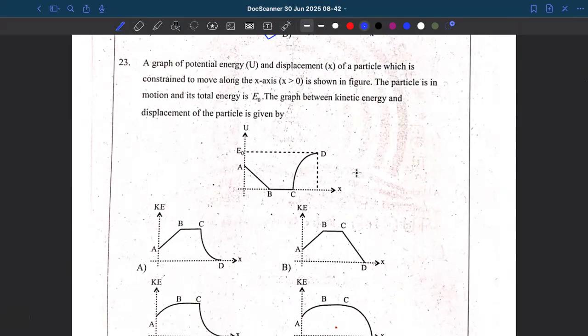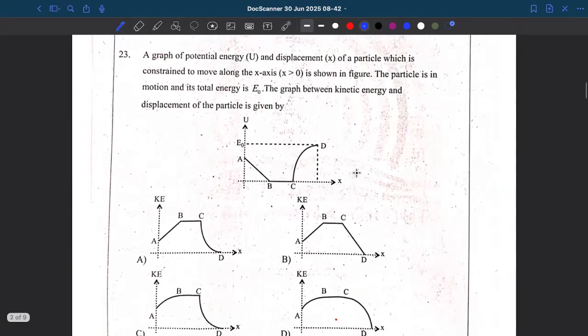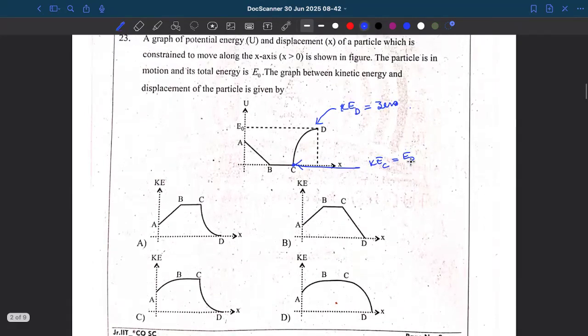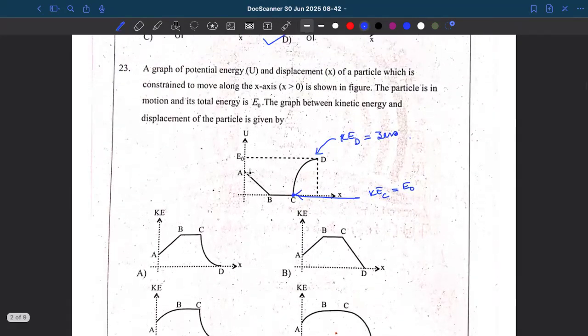Right. The graph of potential energy U and displacement of a particle which is constrained to move along the x-axis is shown in the figure. The particle is in motion and its total energy is E naught. The graph between kinetic energy and the displacement of the particle is asked. See, undoubtedly, the kinetic energy at D is 0. And undoubtedly, the kinetic energy at C is E naught, because the total energy is E naught. Now you should see what all options match this.